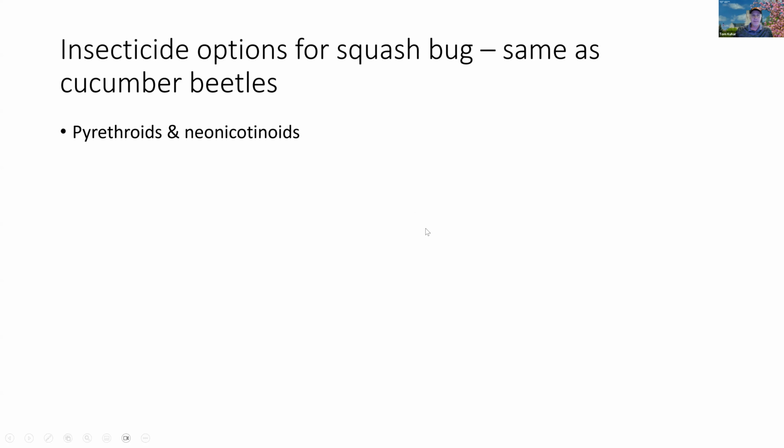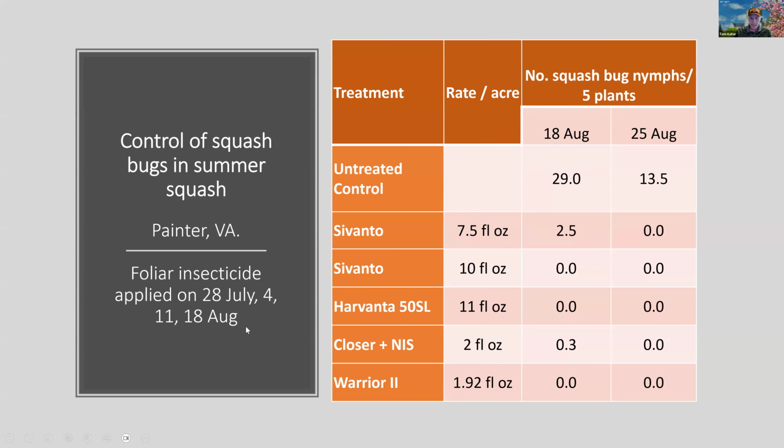So what is done about these insects from the conventional growers? Basically the same insecticides we talked about for cucumber beetles. You've got your pyrethroids and neonicotinoids, and they both work very well on this insect. But how about some of these other ones? I had mentioned the Savantos and Harvantas, which are the alternative options rather than a pyrethroid to flare natural enemies. And yes, these insecticides work as well on squash bug, as you can see in this trial. Warrior is the pyrethroid standard.